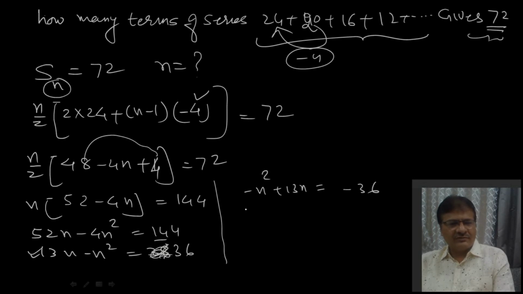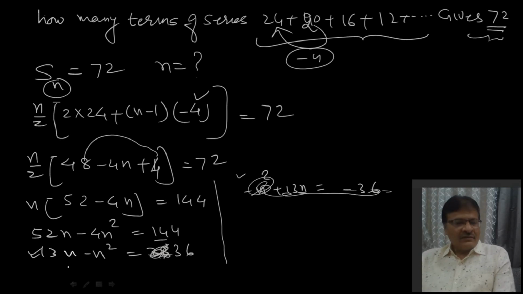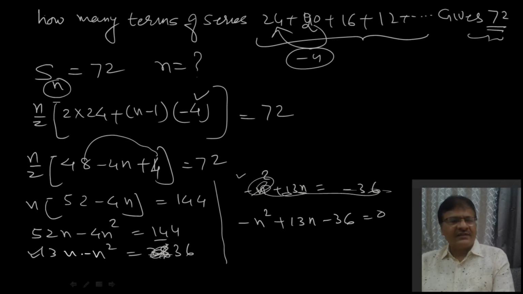Sorry, I only rearranged, nothing else. I write it again: minus n square plus 13n minus 36 equal to 0. Can I write it this way? This 36 I have taken to this side. Now n square minus 13n plus 36 equal to 0.